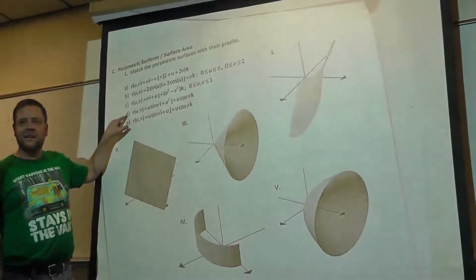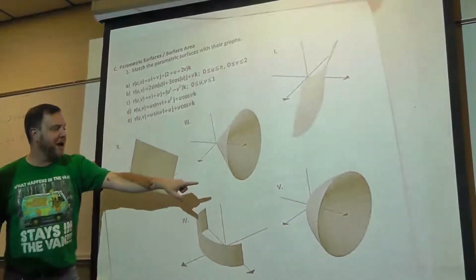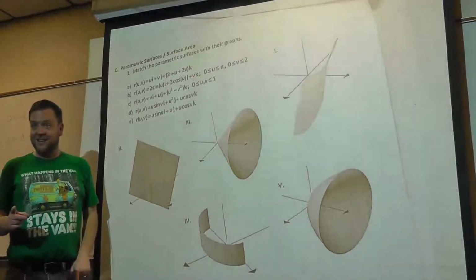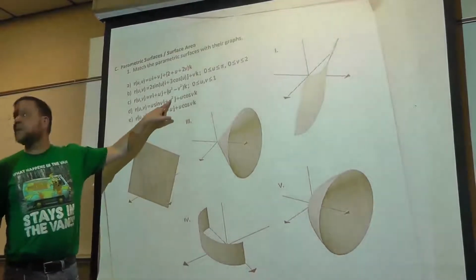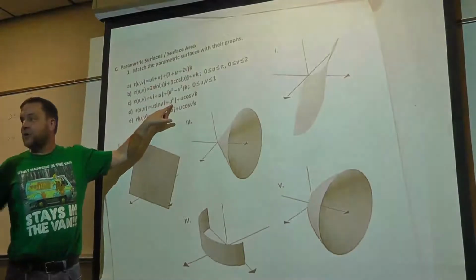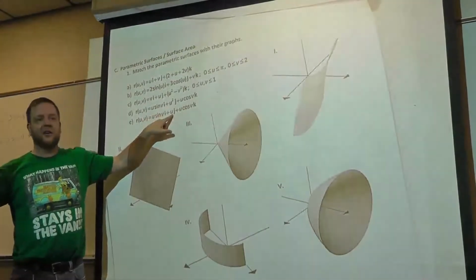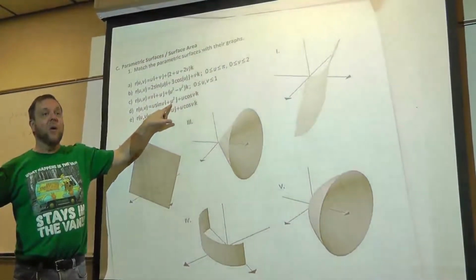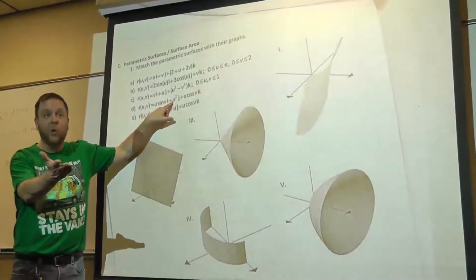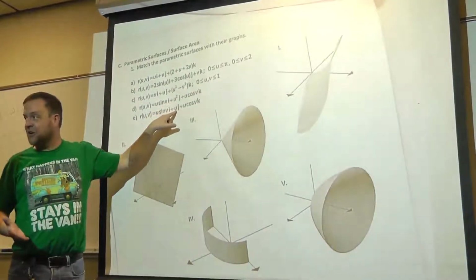So Roman numeral 5 there would pair with which one? What's the major difference? Y squared here versus linear. If the y direction is squared, it should give you a paraboloid. If the y direction is linear, it's going to make a cone.